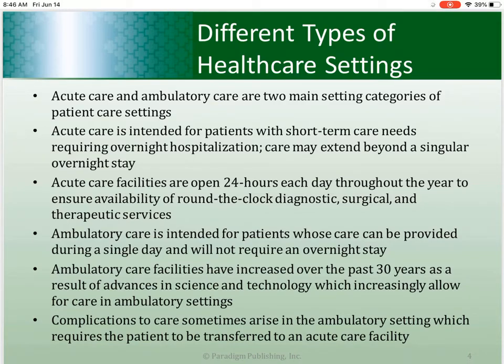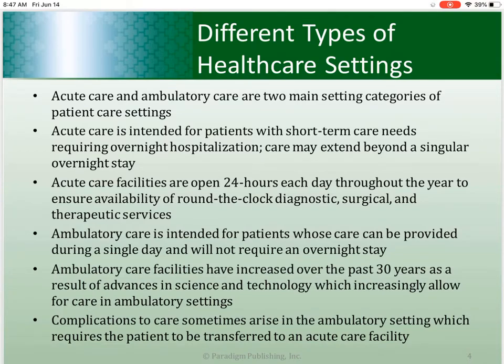So we're going to get into our different types of healthcare settings. In Chapter 2, we talked about how there's two main settings. You have acute care and you have ambulatory care. An acute care facility's goal is to care for patients who have short-term illnesses and require an overnight stay in the hospital. Acute care facilities provide around-the-clock diagnostic, surgical, and therapeutic care to patients. An ambulatory care facility provides care to patients who do not require an overnight stay.